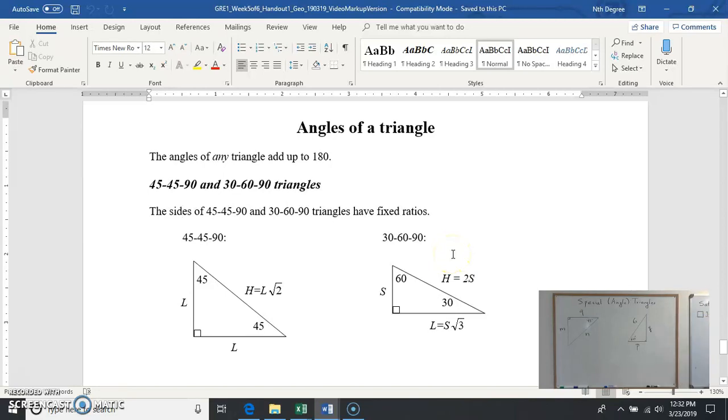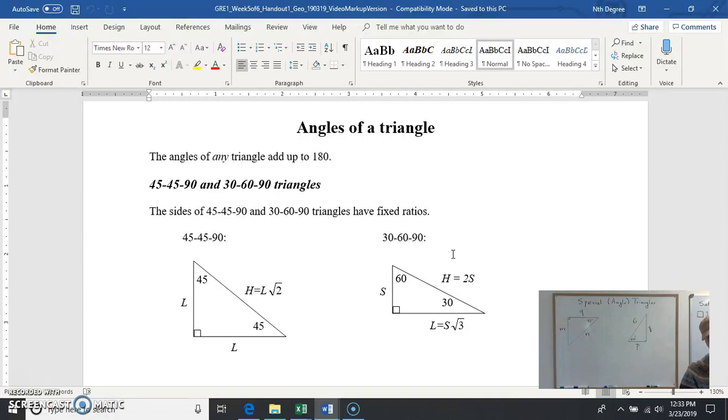Our final geometry topic involves the angles of a triangle. So first of all, there's a very simple rule that the angles of any triangle always add up to 180 degrees. We don't really need to belabor that point very much, but it is a really important fact to remember. So it can help us find missing angles, basically.